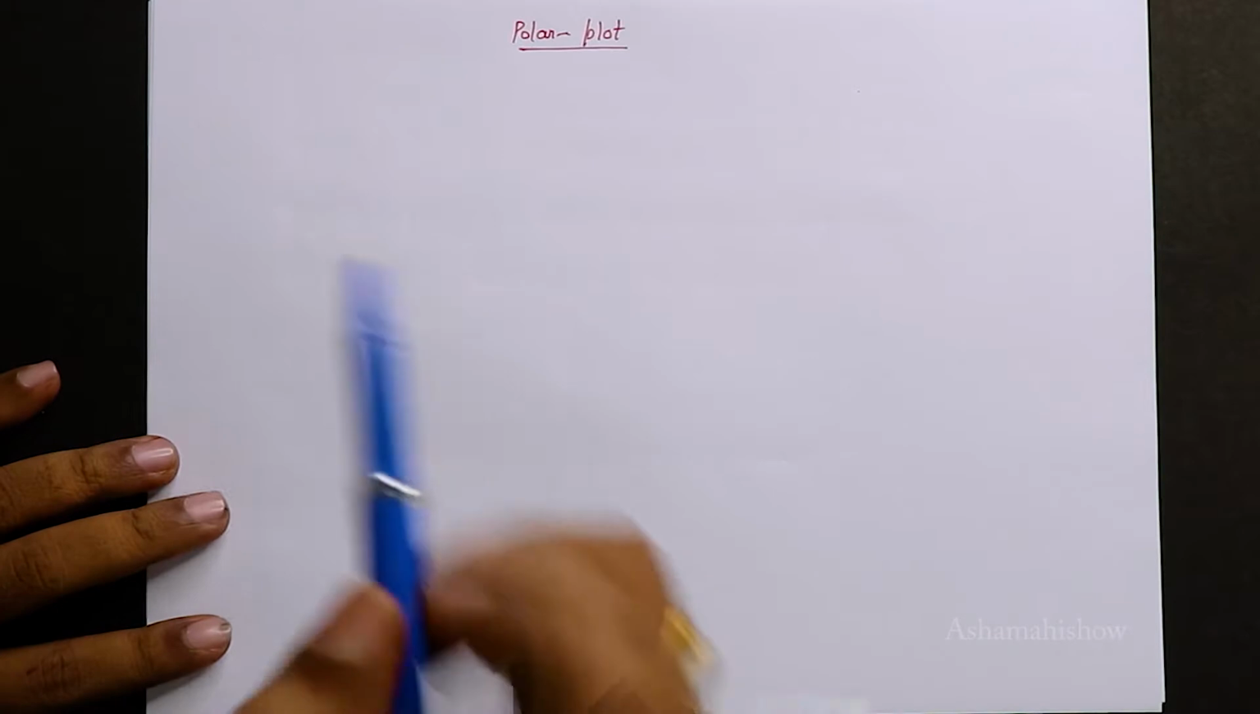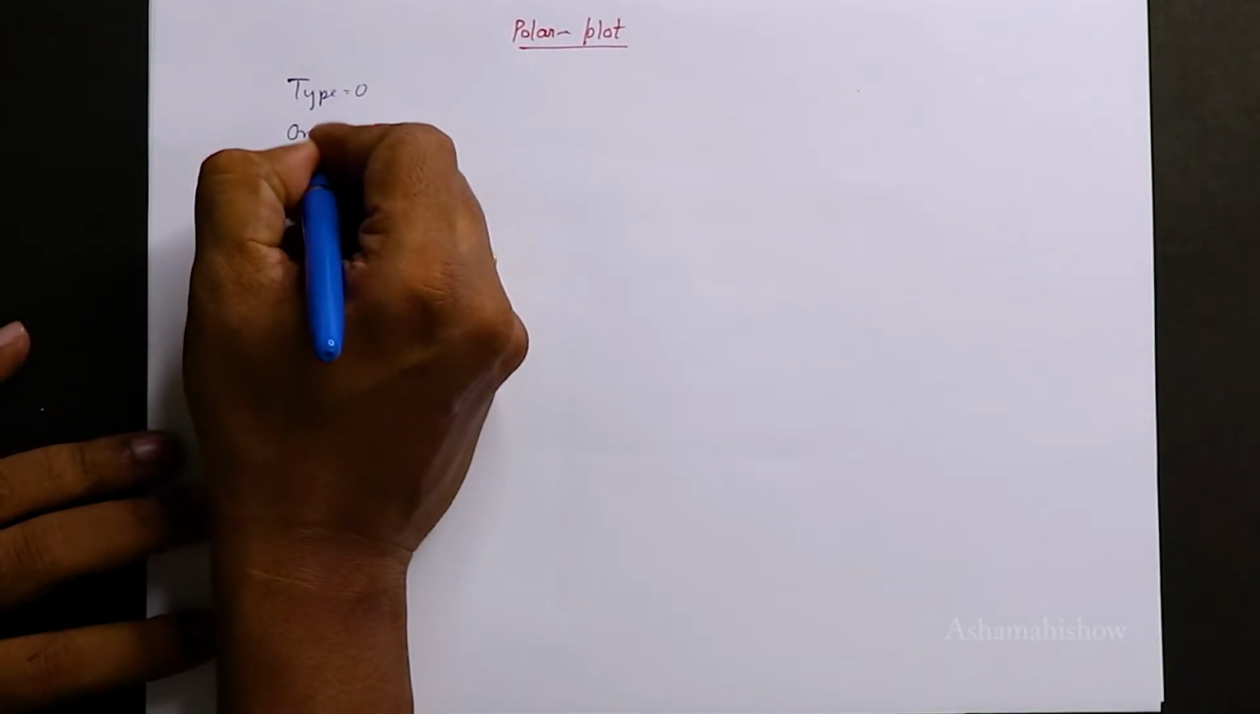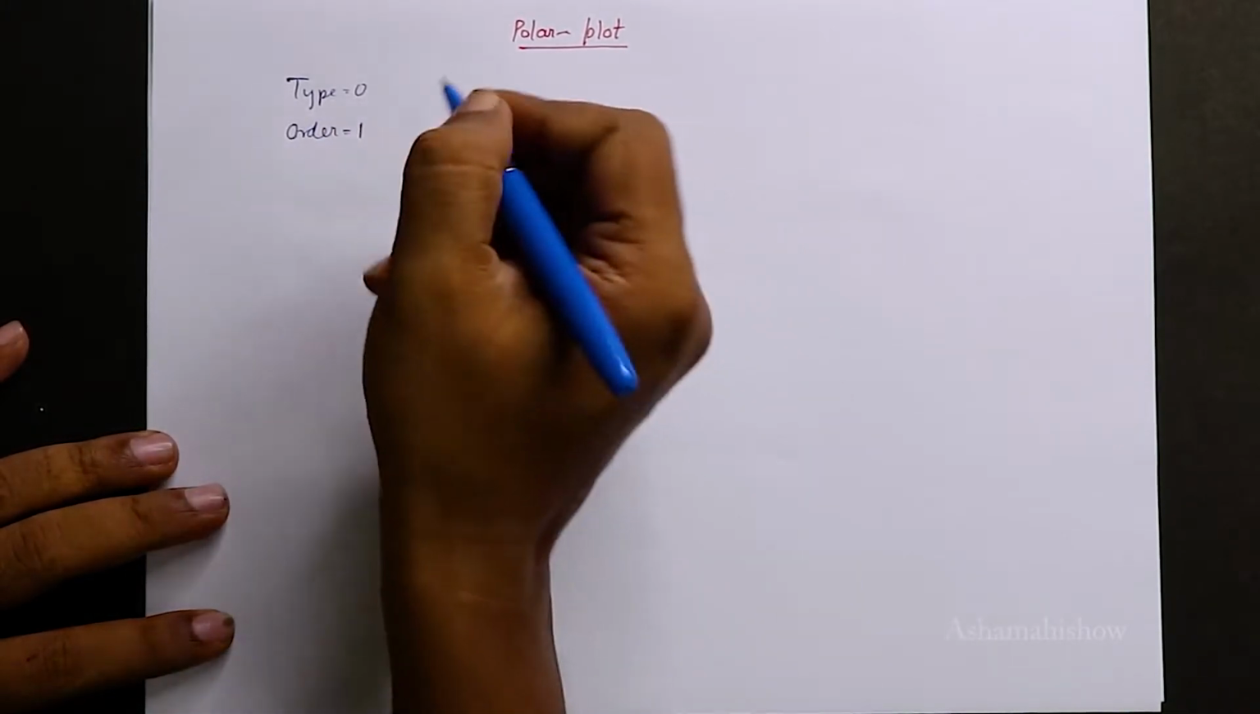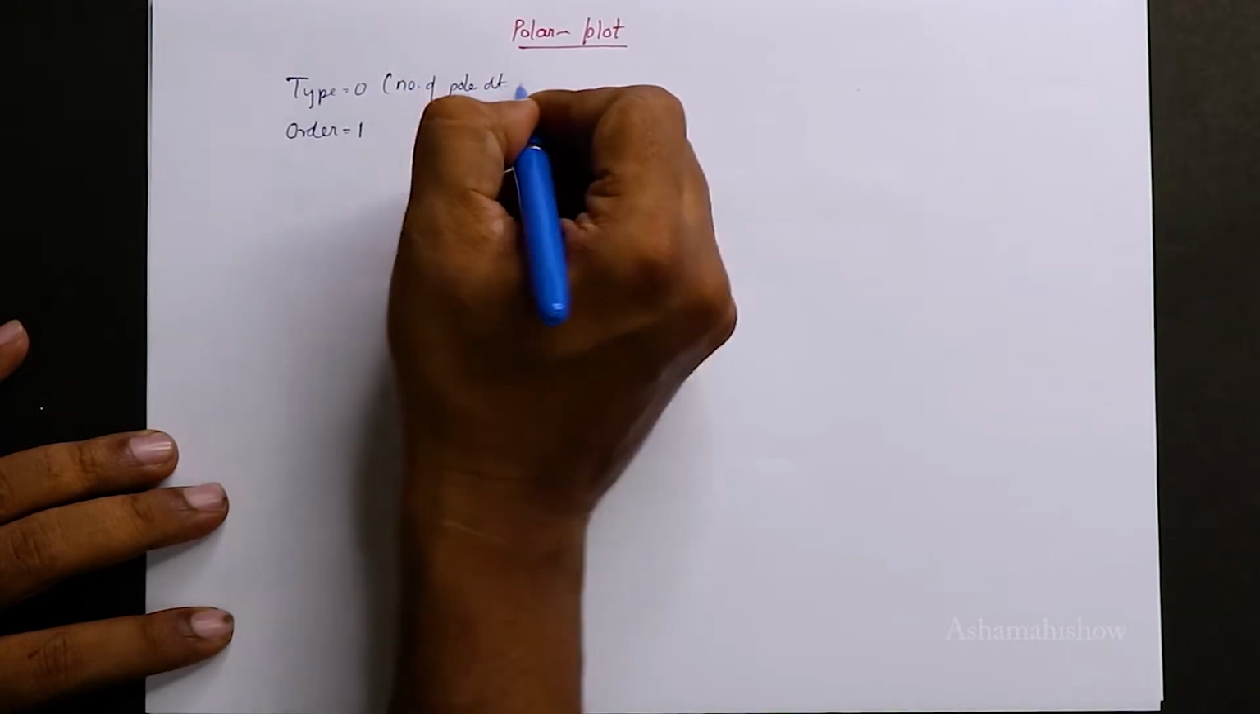So in the polar plot, for your understanding, there are already some plots which are given. Type and order are taken into consideration. For example, for type 0 and order 1, how your graph will be. Type 0 means the number of poles at the origin is 0.